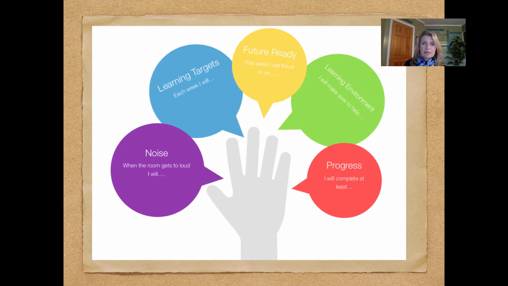The students decide what they're going to put in for noise. The students decide their learning targets. What are they going to look for in future-ready skills? What is it going to look like in a learning environment? What progress? What are they going to complete? So these are all the things the students are going to work on during that week or in their classroom environment. So I call it the 5: noise, learning targets, future ready, learning environments, and progress.